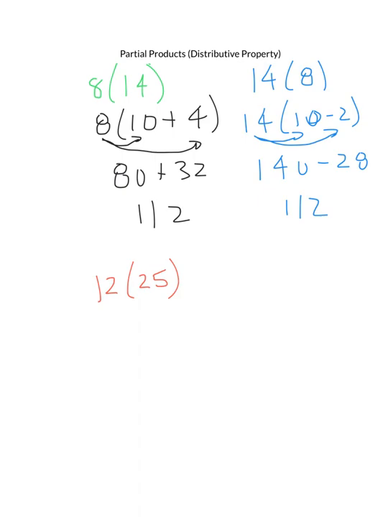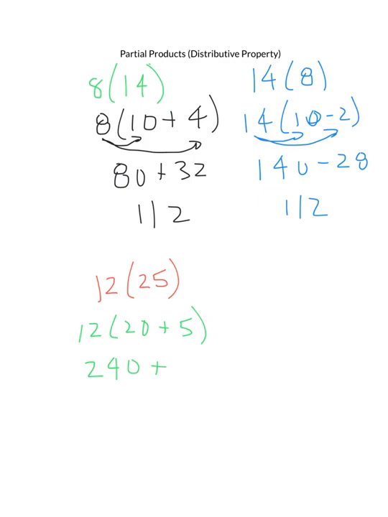Let's look at 12 groups of 25. If this works for you, please do it. So 12, well, when I look at 20, 20 is 2 groups of 10. So 12 twos is 24, so I have 24 groups of 10, or 240.